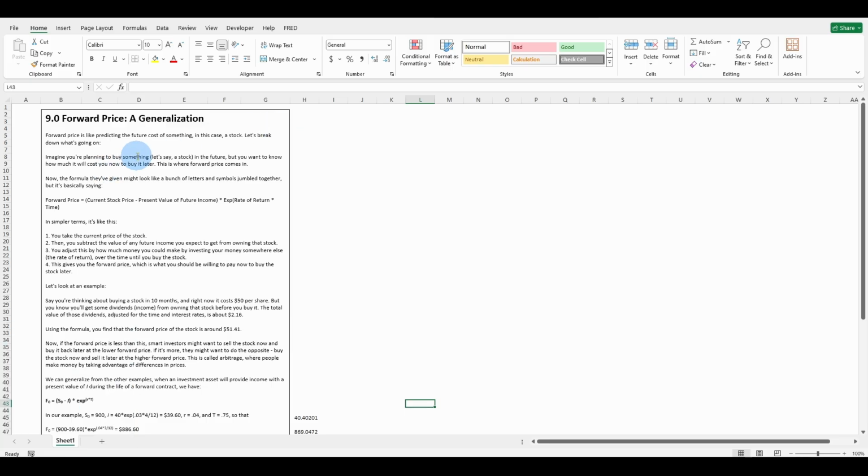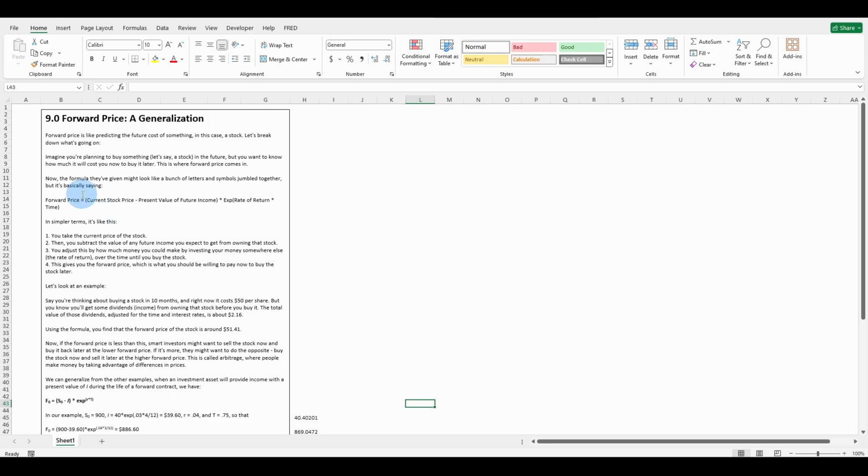Imagine you're planning to buy something, let's say a stock in the future, but you want to know how much it will cost now to buy it later. This is where forward prices come in. So do options. We'll focus just on forwards, and then eventually we'll get to options.